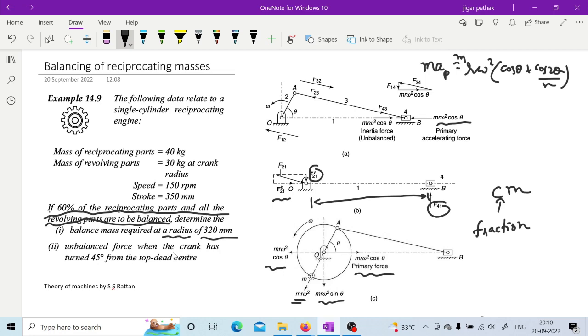Now, the unbalanced force when the crank is turned 45 degrees from the top dead center. We have seen what the unbalanced force is. In what we calculated last, the resultant unbalanced force in the reciprocating part is 1 minus c, m r omega square cos theta, square, and c m r omega square sin theta, square. That is what we have mentioned.